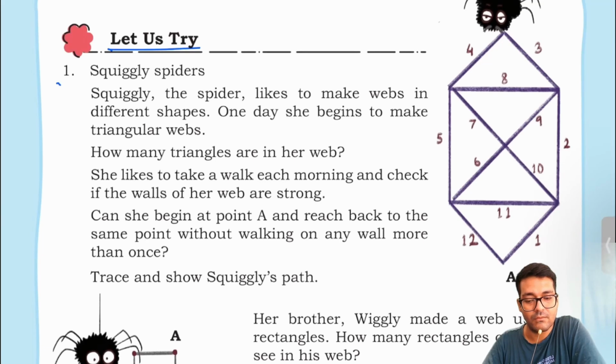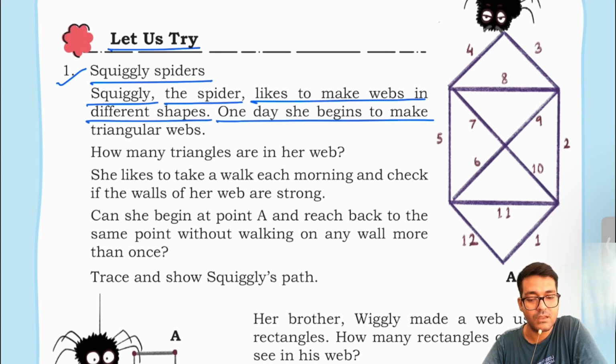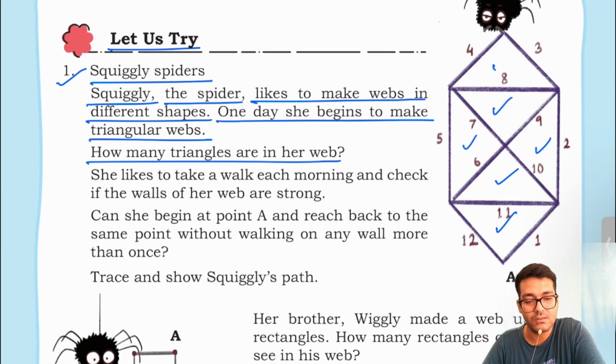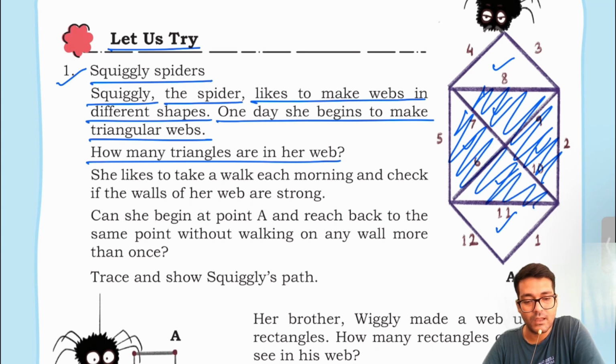Let us try. 1. Squiggly spiders. Squiggly the spider likes to make webs in different shapes. One day she begins to make triangular webs. How many triangles are there in her web? Let's count. 1, 2, 3, 4, 5, 6. Then the bigger one, 7, 8. Then this one, 9. And this one, 10.